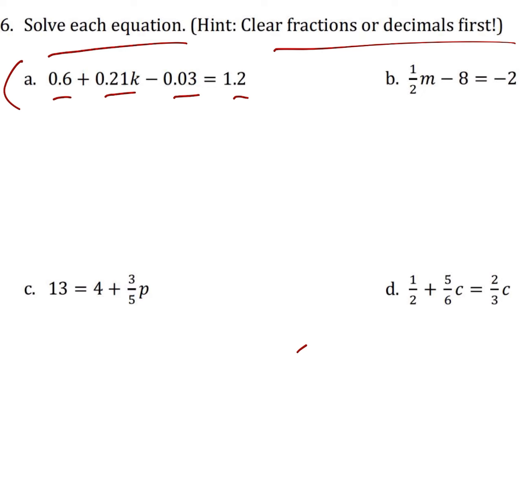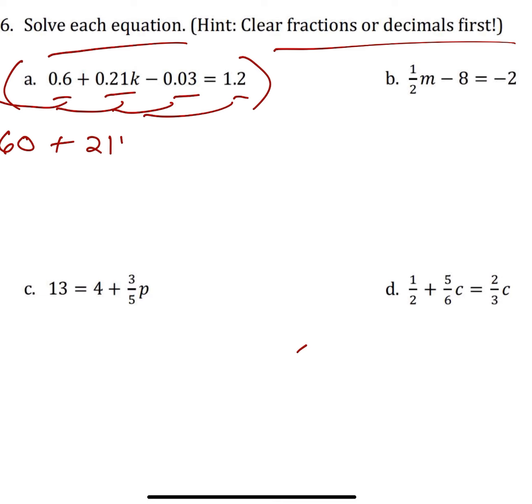So let's multiply through by the lowest multiple of 10 that will clear the decimals. In this case, that would be 100 because 100 will move every decimal 2 positions to the right. Now remember, that 100 has to multiply every term. So the first term is going to become 60. So 60 plus 21k minus 3 equals 120.